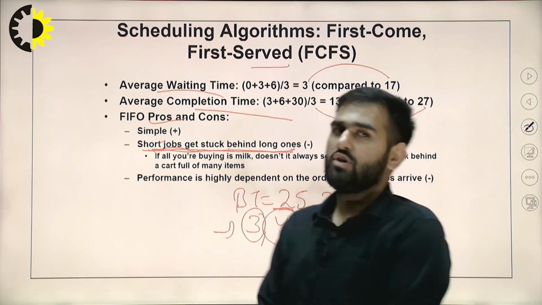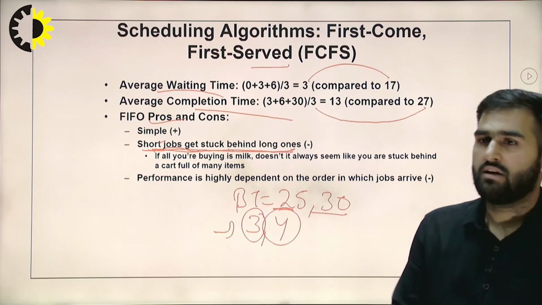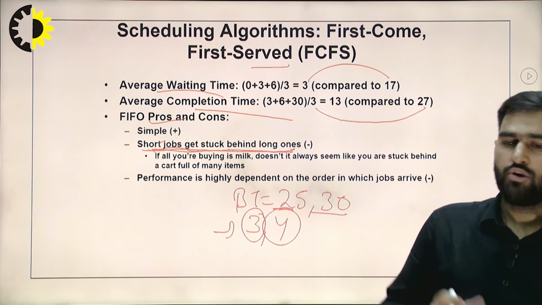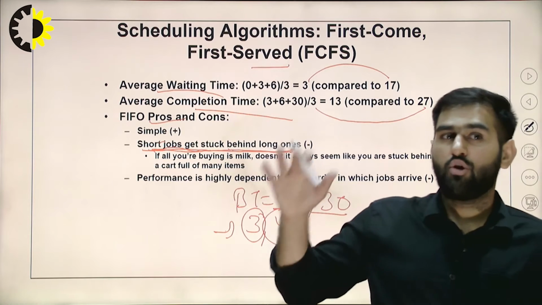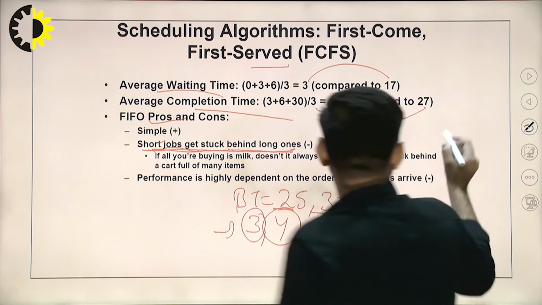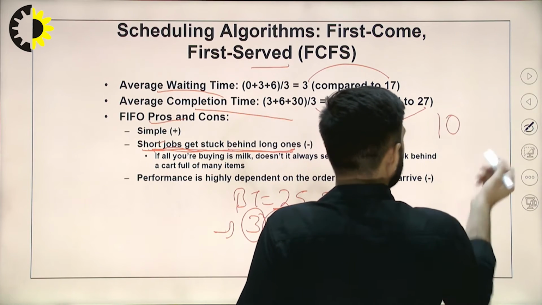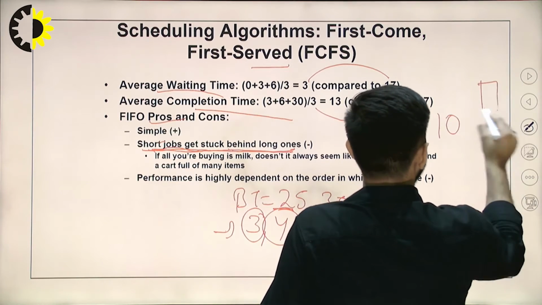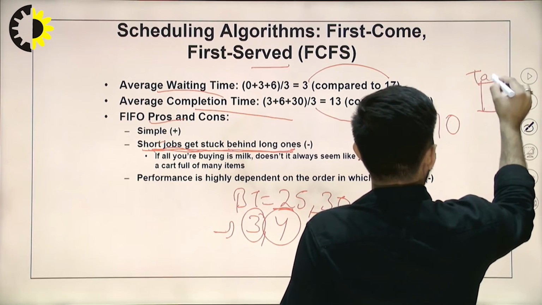Like suppose you are in a queue waiting for your turn to fill your bottles. Suppose a person with 10 bottles came first. It is a water tap.